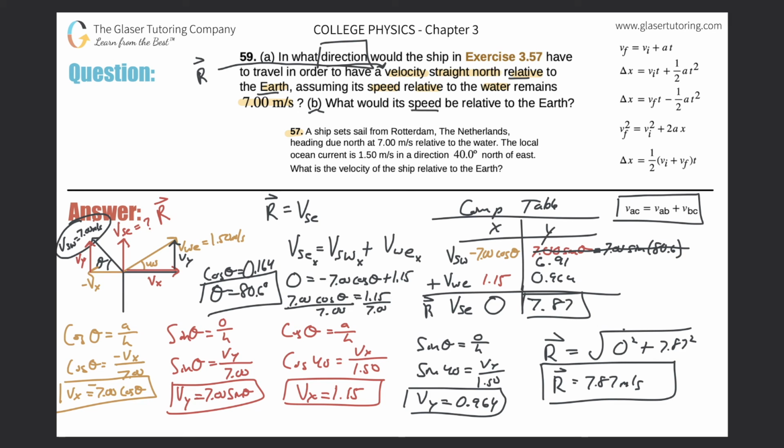So the speed of the ship relative to the Earth is 7.87 meters per second, and the ship must travel at an angle of 80.6 degrees. Now, I didn't even say the direction. I should have said 80.6 degrees north of west. That's what that data represents.